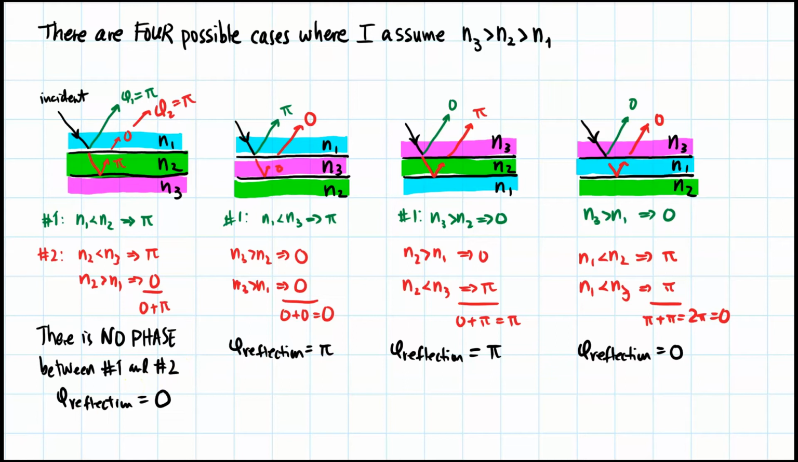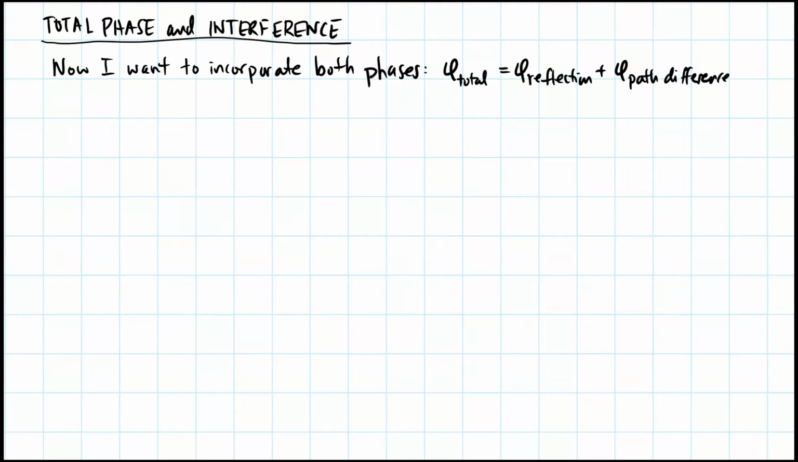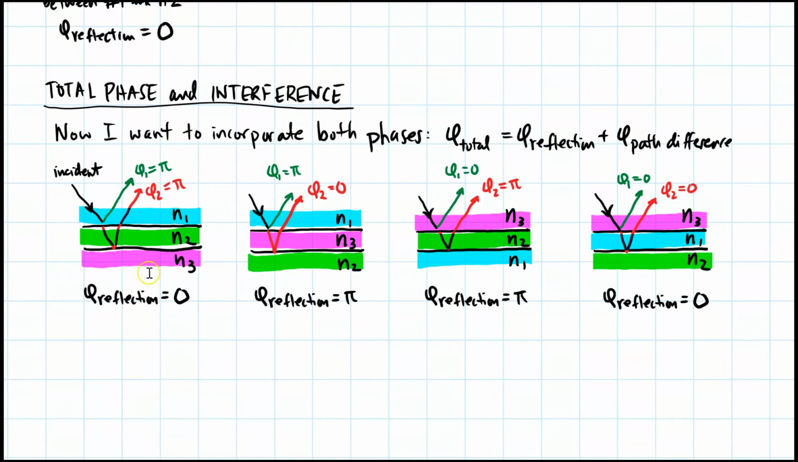Now let's go to path difference, the total phase and interference. Now I want to incorporate both phases. The total phase is due to the reflection plus the path difference for each of the 4 cases that we just looked at. In the 4 cases that we just went over, we saw that in case 1 here, the reflection was 0, this guy was pi, this guy was pi, this guy was 0. Now I want to incorporate the phase due to path difference and then calculate the total phase to look at situations when I have constructive and destructive interference.